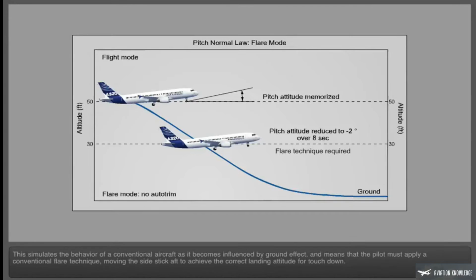This simulates the behavior of a conventional aircraft as it becomes influenced by ground effect and means that the pilot must apply a conventional flare technique, moving the side stick aft to achieve the correct landing attitude for touchdown.